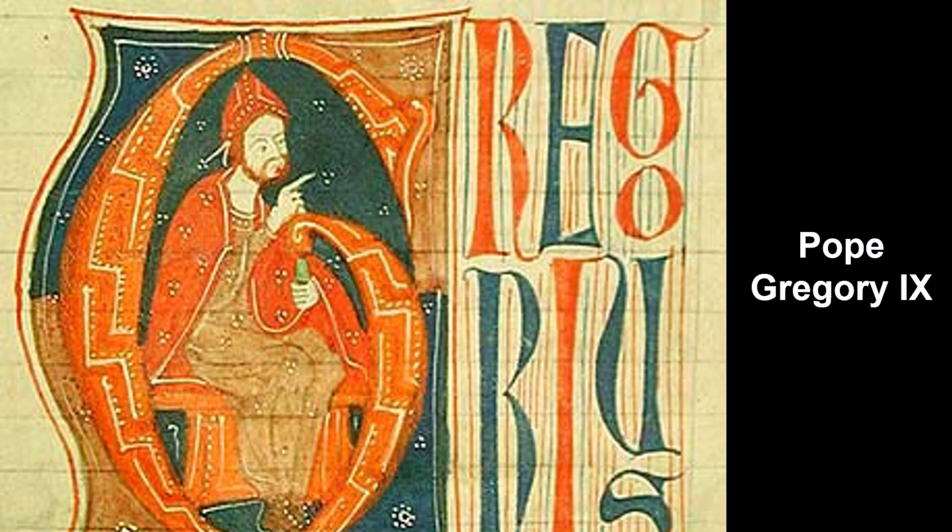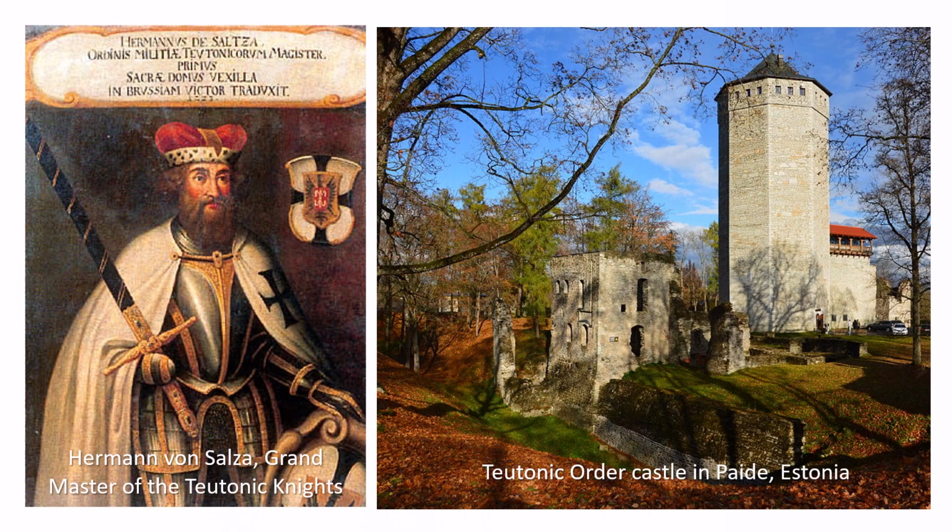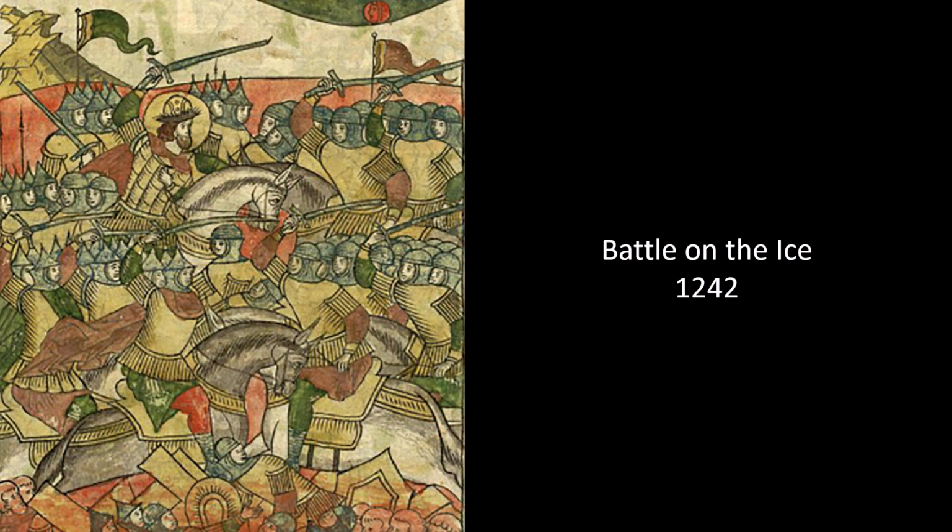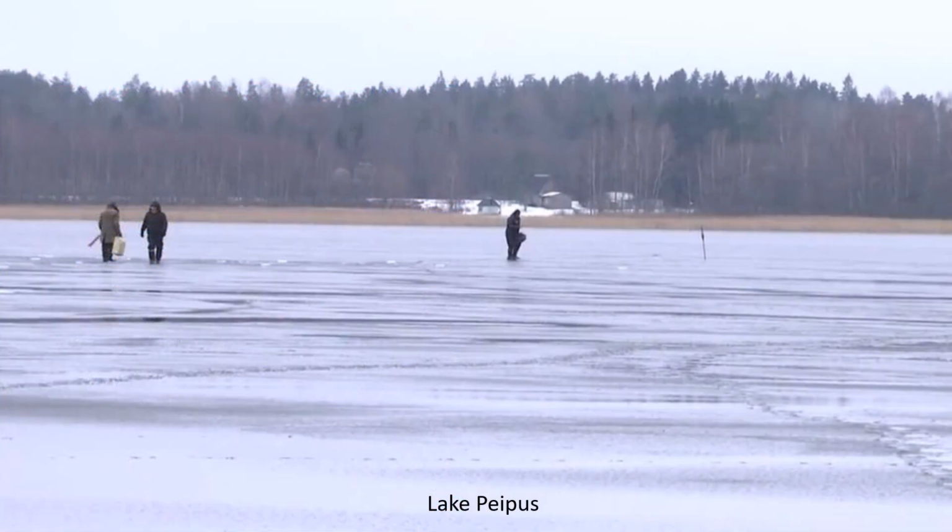There was also an attempt to conquer Orthodox Russia. This was led by the Teutonic Order, and it was endorsed by Pope Gregory IX. The attempt to defeat the Russians was halted at the so-called Battle on the Ice in 1242. So-called because the opposing forces met on the frozen Lake Peipus, which today lies on the border of Estonia and Russia.